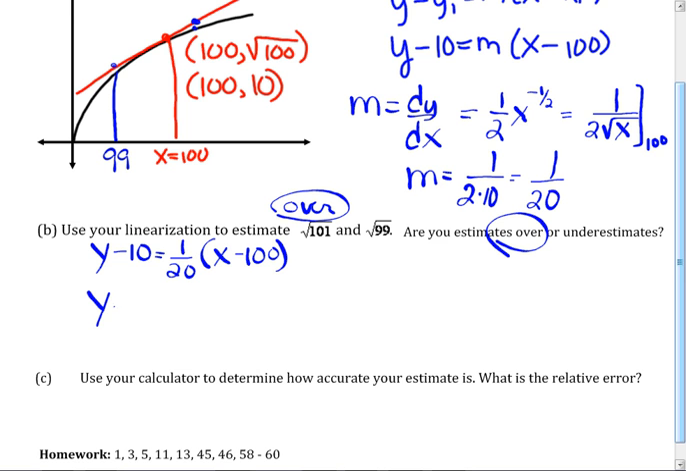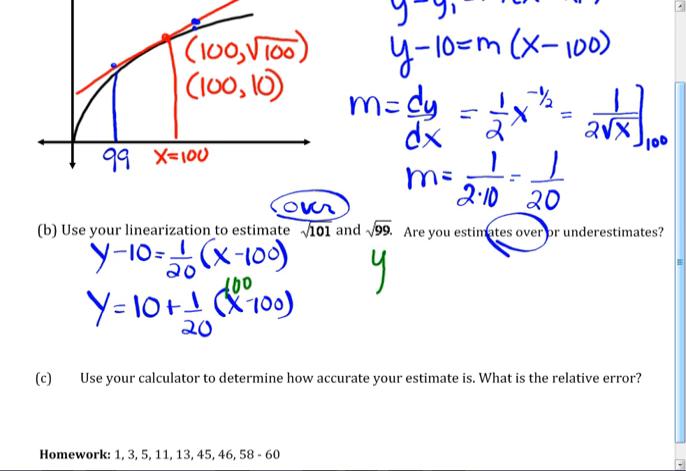Okay, so y equals 10 plus 1/20th times x minus 100. And the reason I'm writing it in this form is it's the beginning of the Taylor polynomials. So if you take Calc 2 next year, BC Calc, you're already started on it. Trust me, they don't like it. So I'm just going to evaluate my function when x is 101. I want to find the y value on that line. So let's put in 101 right in here.